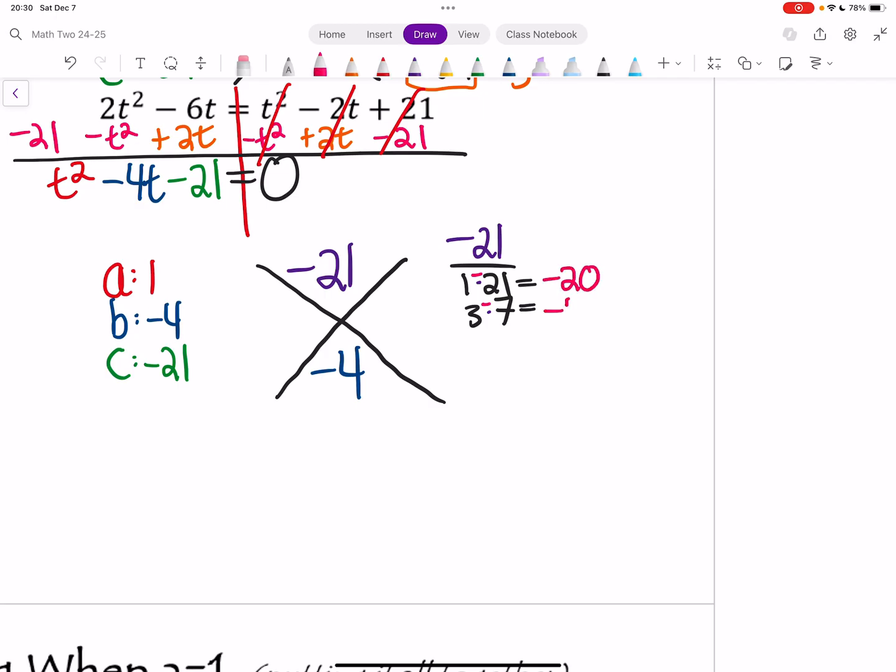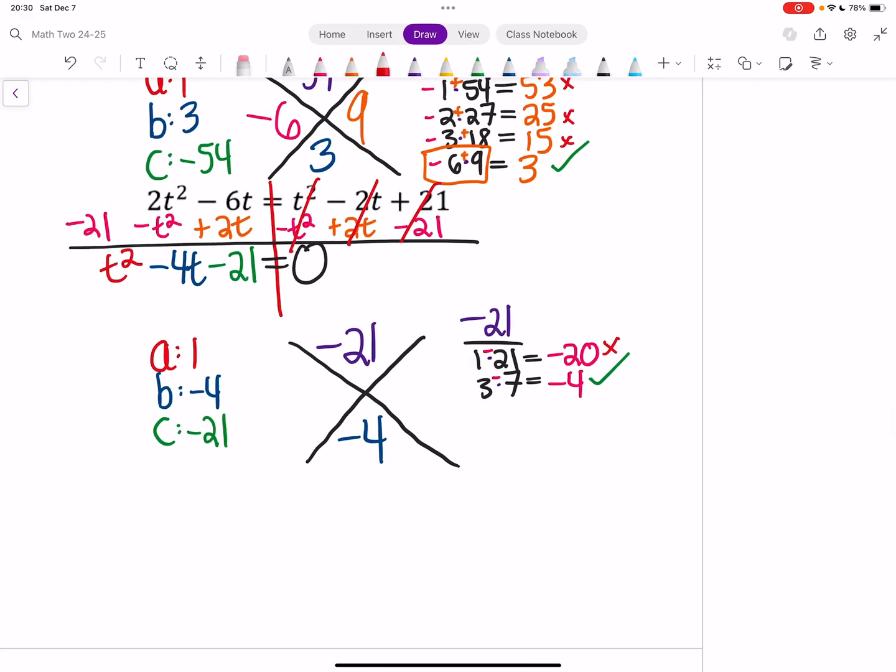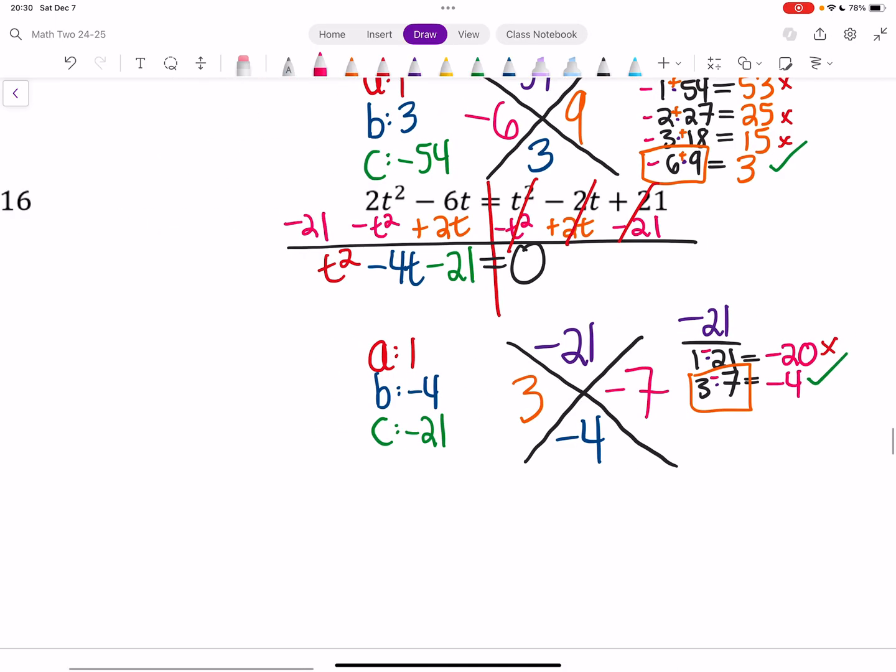That's negative 20 and that's negative 4. So obviously it's the second factor pair that gets us the solution that we want. Therefore, the solution to the x problem is 3 and negative 7. Therefore, p and q are 3 and negative 7.